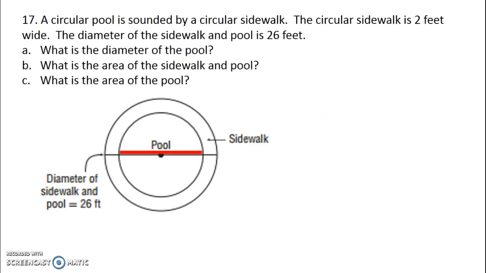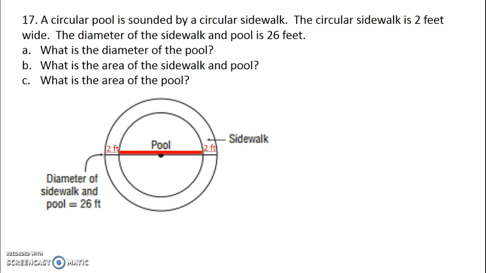So the next one. A circular pool is surrounded by a circular sidewalk. The circular sidewalk is 2 feet wide. The diameter of the sidewalk and the pool is 26 feet. So before I even answer these questions, I need to make sense of what this picture is talking about. They tell us that the circular sidewalk is 2 feet wide. So anytime you're walking next to the pool, you've got about 2 feet before you either fall into the pool or fall into the grass.